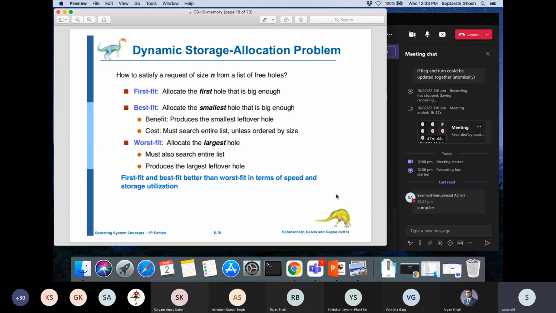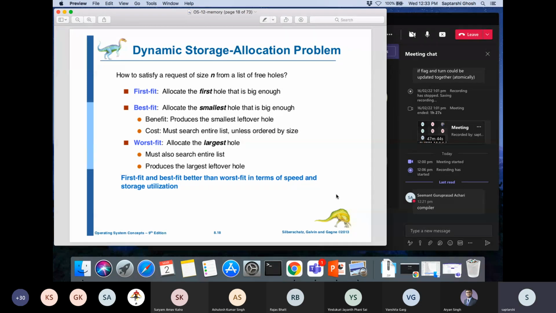Another strategy is best fit: allocate the smallest hole that is big enough. It goes through the whole list and figures out which hole is smallest but big enough to accommodate this process, and allocates from that hole. However, there is a cost associated: it must search the entire list unless the list is ordered by size. Another strategy is worst fit: allocate the memory from the largest hole. This also must search through the entire list. In general, first fit and best fit usually work better than worst fit in terms of speed and storage utilization.